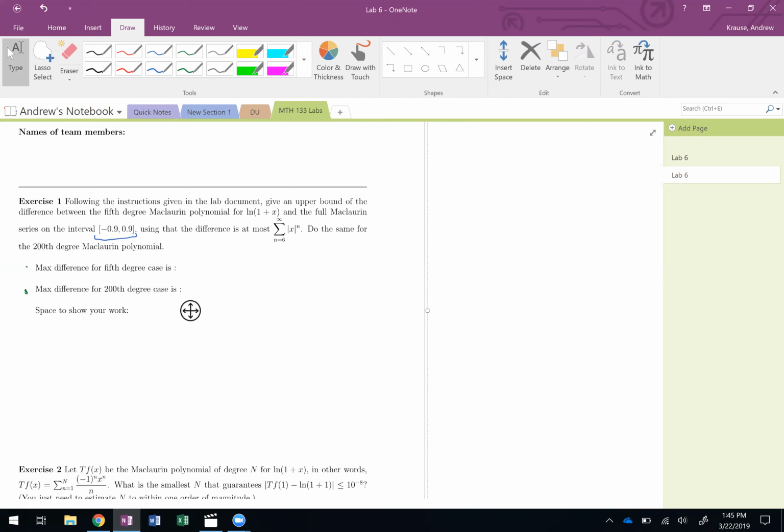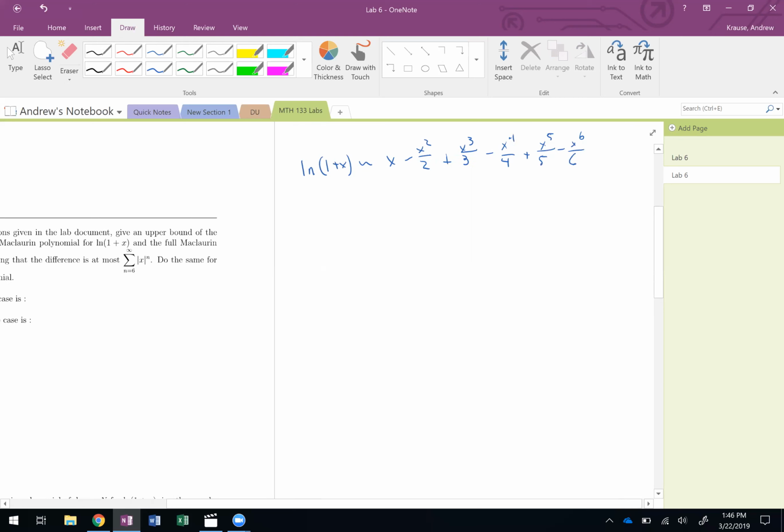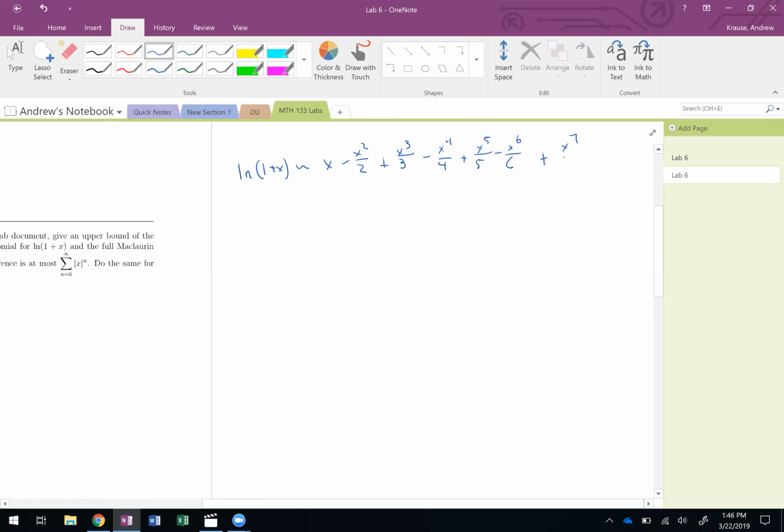Specifically, what this is saying is that if we take our true Taylor polynomial centered at 0, we will get x minus x squared over 2 plus x to the third over 3 minus x to the fourth over 4 plus x to the fifth over 5 minus x to the sixth over 6 plus x to the seventh over 7, and on and on until infinity. So that's the actual Taylor polynomial.